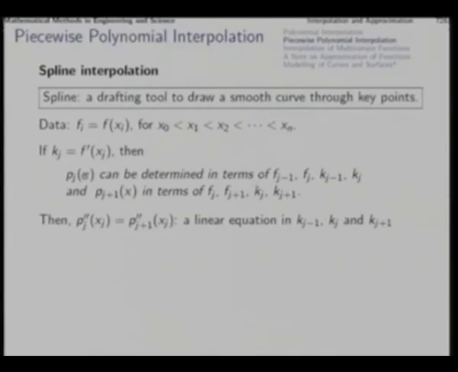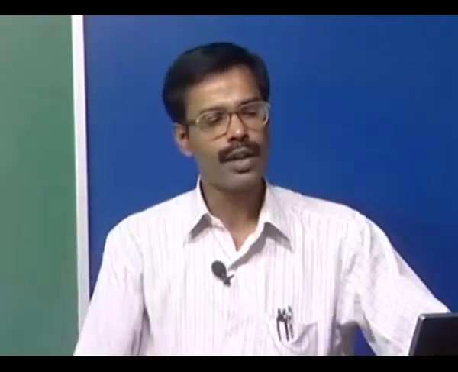Now, if we develop the second derivative from this expression and the second derivative from this expression and evaluate both of them at the same point, at the junction point, that is at the end point of this interval and at the beginning point of this interval, and equate these two, that will give us one equation in kj minus 1, kj and kj plus 1, in these 3 unknowns. So, that means that at the junction 1, 2, 3, 4 we will get equations in k0, k1, k2, k1, k2, k3, k2, k3, k4 and so on.